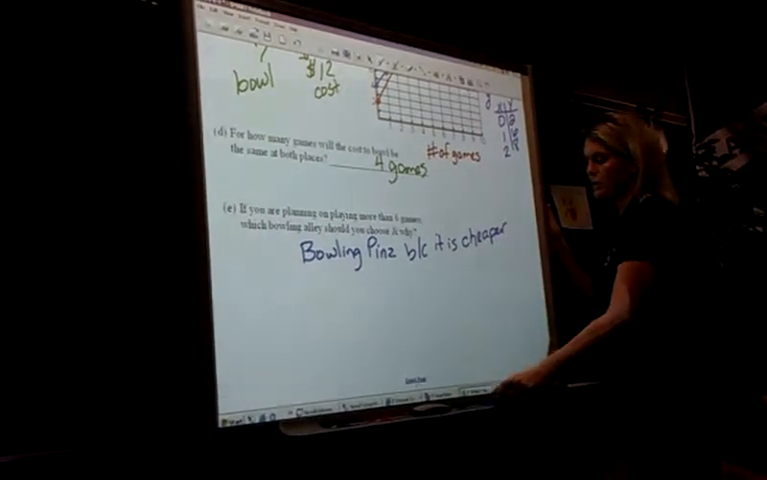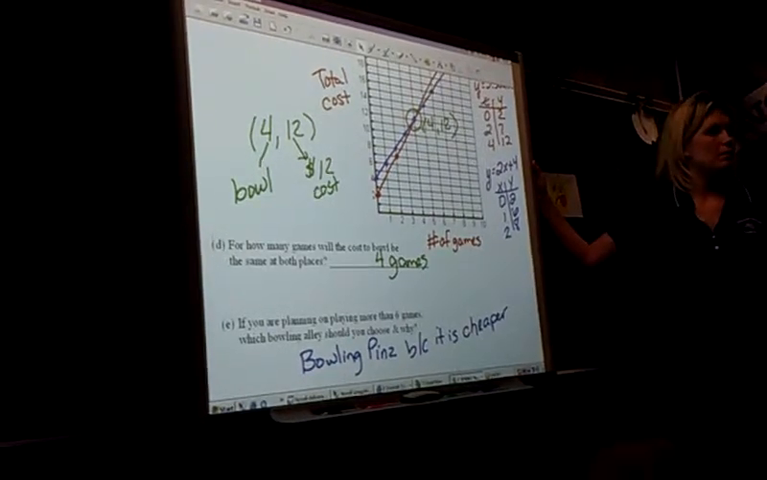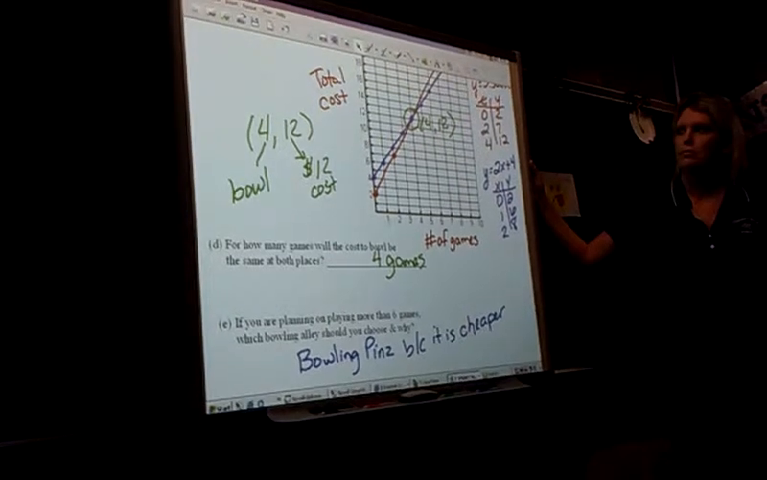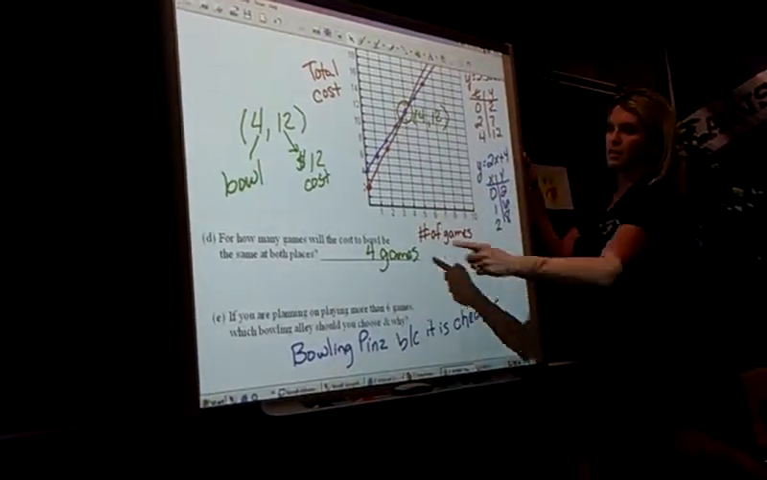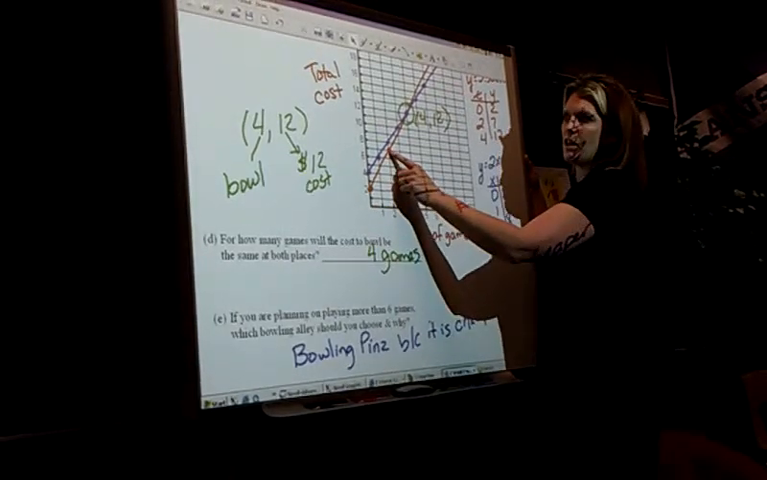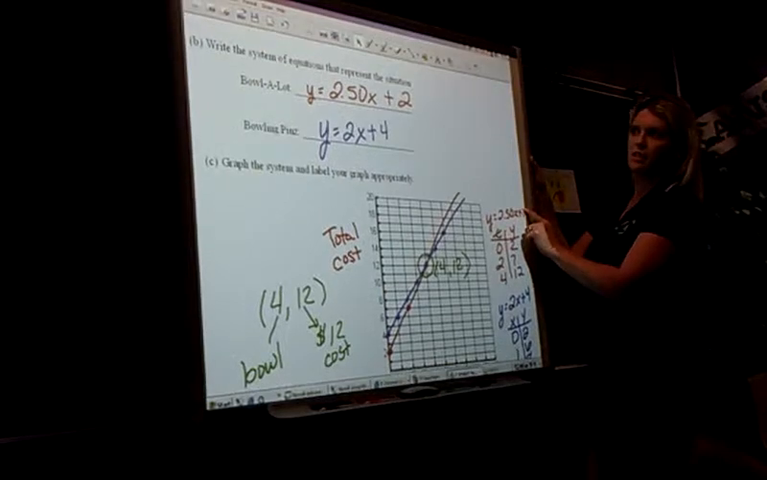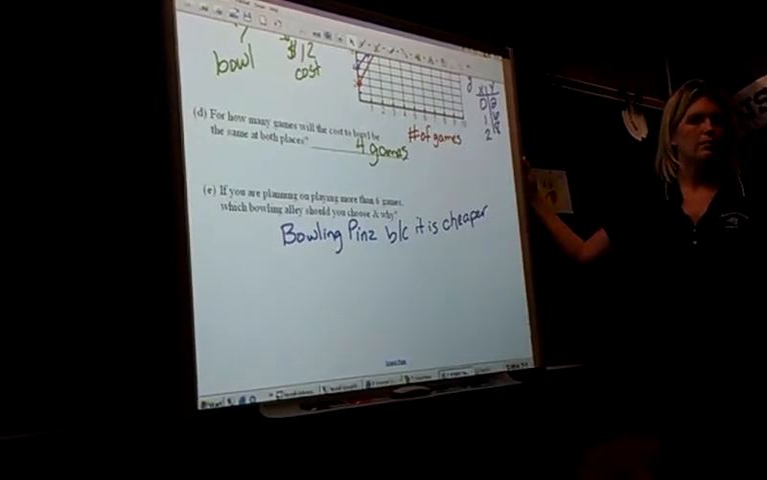What if I was only going to bowl 2 games? Which one would be better to go to? The red line. Because here at 2, I run into the red line first, it's only going to cost me $7. At Bowling Pins, it's $8. So I would go to Bowl-A-Lot. Okay, go ahead and stop.